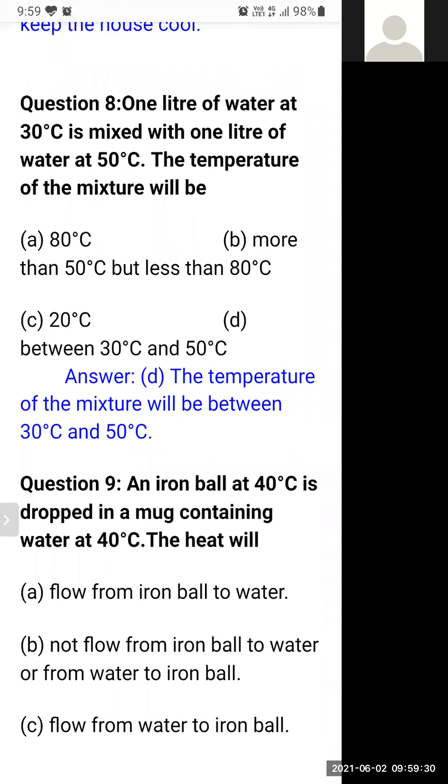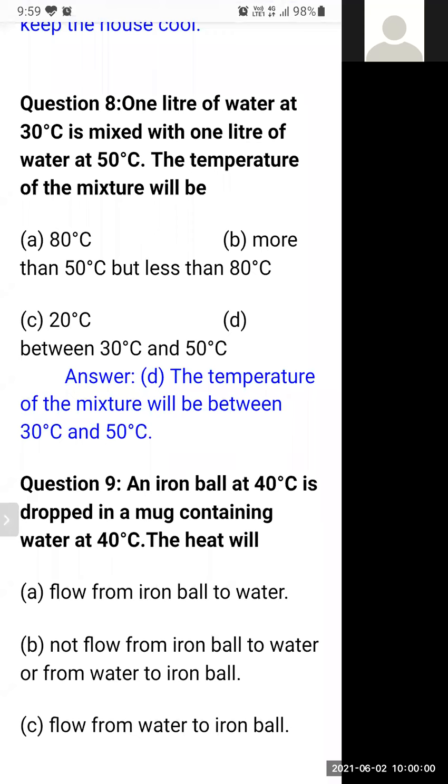So the 1 liter water whose temperature is at 30 degrees will rise in temperature, and the temperature of the 50 degree Celsius water will fall. So what will be the temperature? The temperature will lie between 30 and 50 degrees Celsius. So option D is the correct answer: the temperature of the mixture will be between 30 degrees Celsius and 50 degrees Celsius.